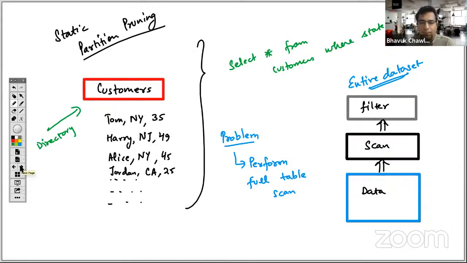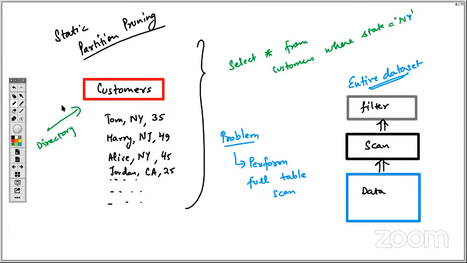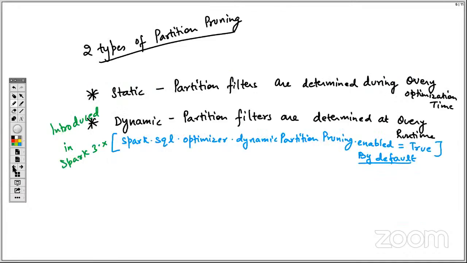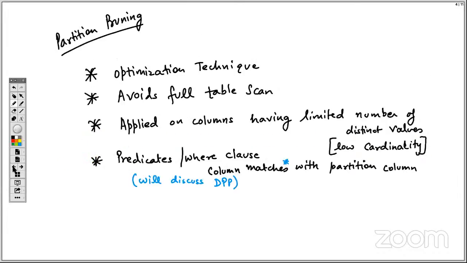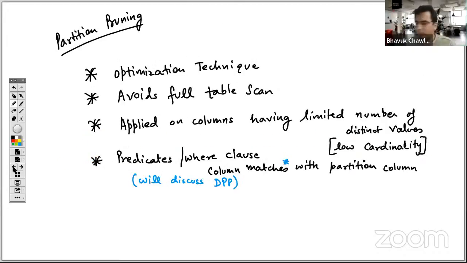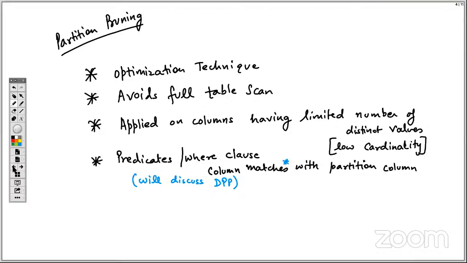But before I move into dynamic partition pruning, do you have any questions on static partition pruning? Bhavuk, you told that cardinality should be low. Is it relative to any database count, or maybe the total number of codes, or irrespective, or maybe it should be less than 100 or something like that?